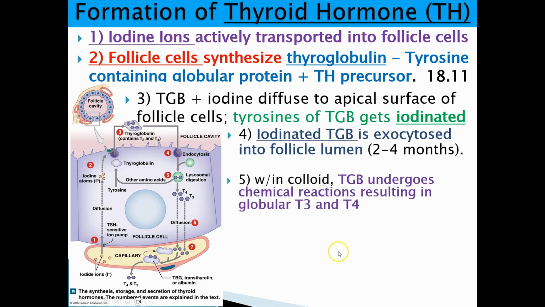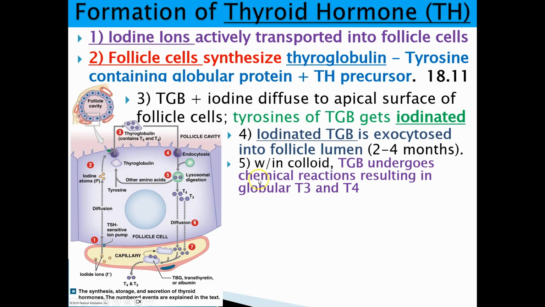And the reason for this shipment into the new location is there's going to be various enzymes in the follicle that are not found within the follicle cell. So within the follicle, which is the open space or the follicular cavity, in there we have the colloid, and that colloid is going to contain enzymes. Those enzymes are going to allow chemical reactions to occur to form globular T3 and T4. And what that simply means is we still have a blob of tyrosines, but those tyrosines are now no longer the precursor, the thyroid globulin. They are now actually functional T3 and T4 at this point.